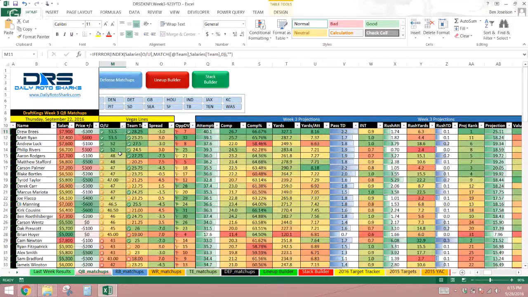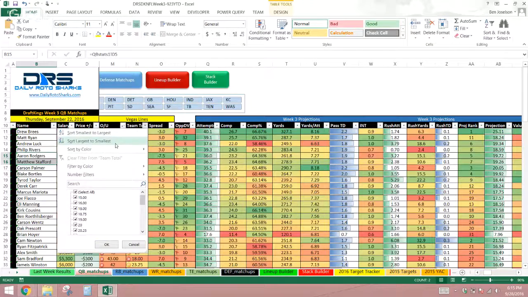So if we sort here, we know Drew Brees and Matt Ryan went off this past week. Andrew Luck had a good week. Rivers actually didn't. Rodgers and Stafford both had great weeks. So you want to look for the higher totals. Then this is the individual team total.